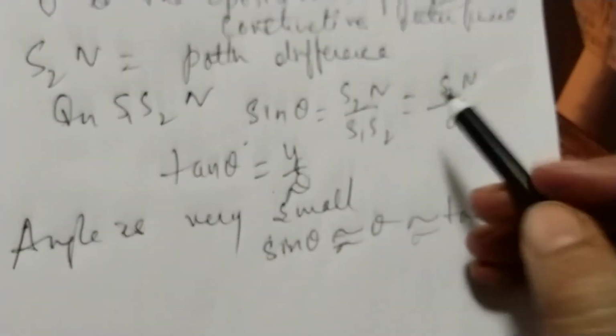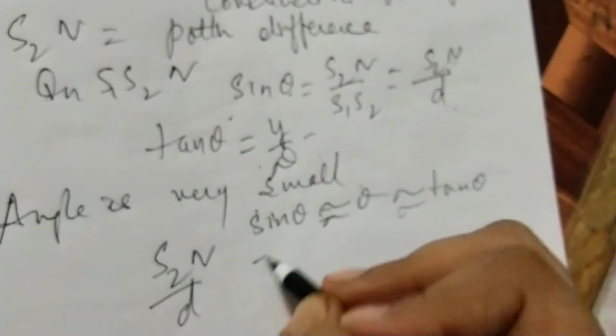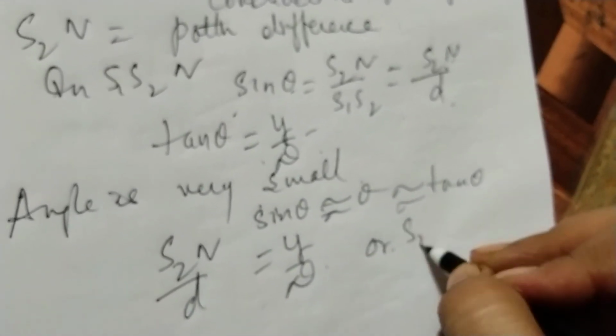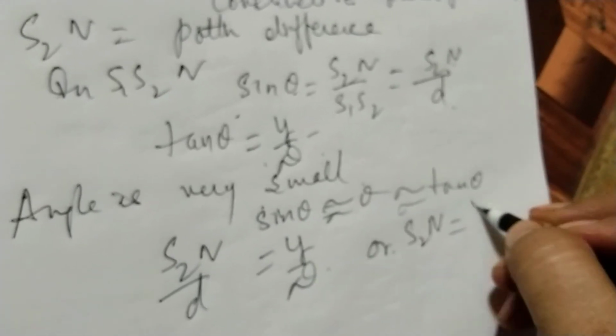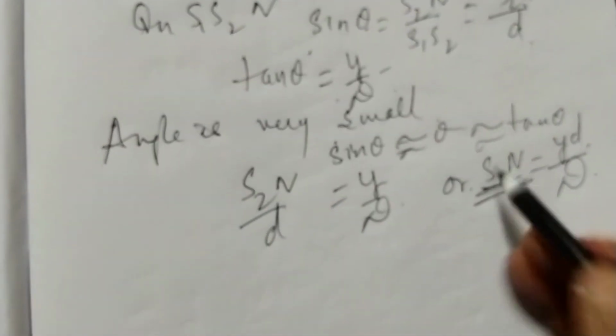Fine. Now look at this. We can write these two equations as the same: S2n by small d is equal to y by capital D, or S2n is equal to y small d by capital D. So here we have got the path difference.